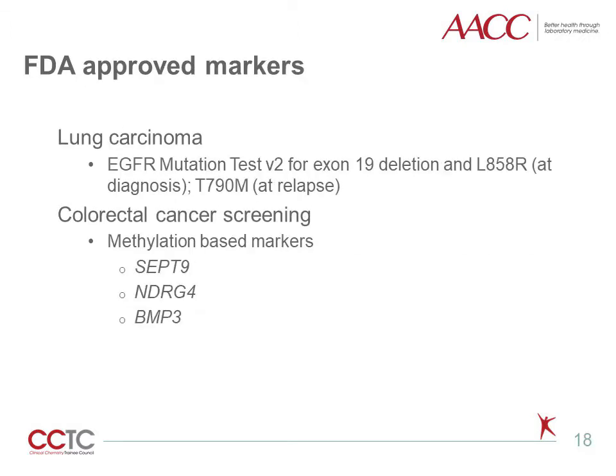In the U.S., currently, FDA-approved circulating tumor DNA testing in cancers includes EGFR mutation testing for exon 19 deletion and L858R mutation at diagnosis for assessing suitability for EGFR-directed therapies, and T790M mutation at relapse for emergence of resistance. Colon cancer screening by testing for methylation-based markers of CEP9, NDRG4, and BMP3 gene promoter regions is also available as an FDA-approved test for screening individuals who have been offered conventional screening modalities for colorectal cancer but have not completed it.